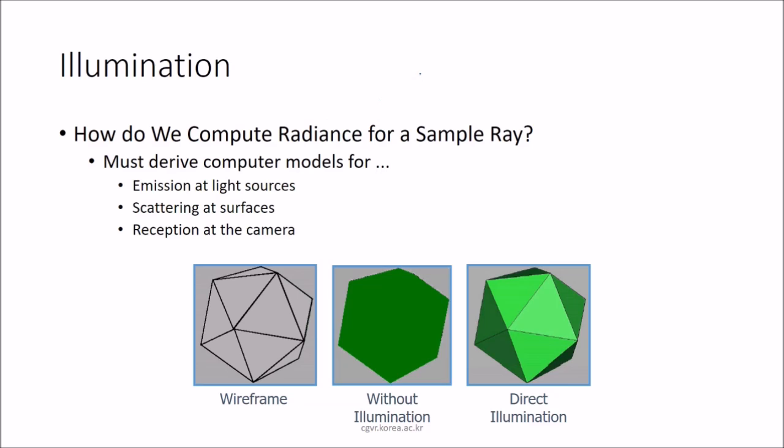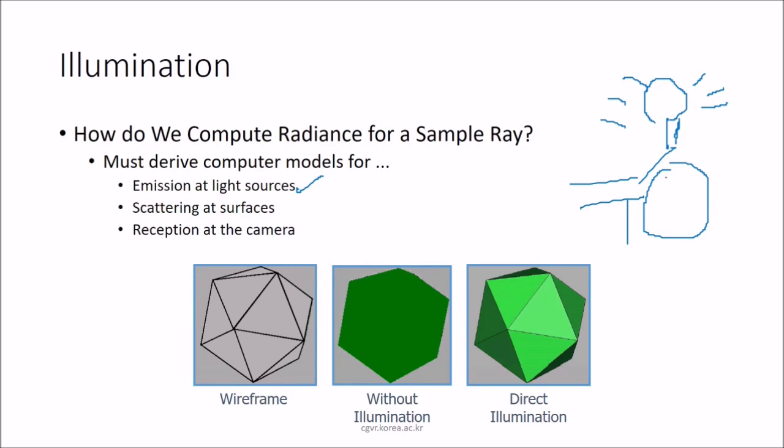So illumination: how do we compute the radiance for a sample ray? We must derive computer models for the emission at light sources. First, we need to have illumination from the light sources, then scattering at surfaces, because in real life also, whenever a ray is subjected to any object, it may scatter at surfaces, and that will be shown by the scattering effect.